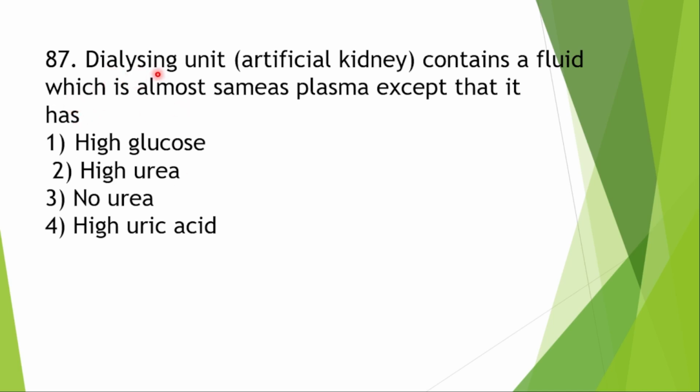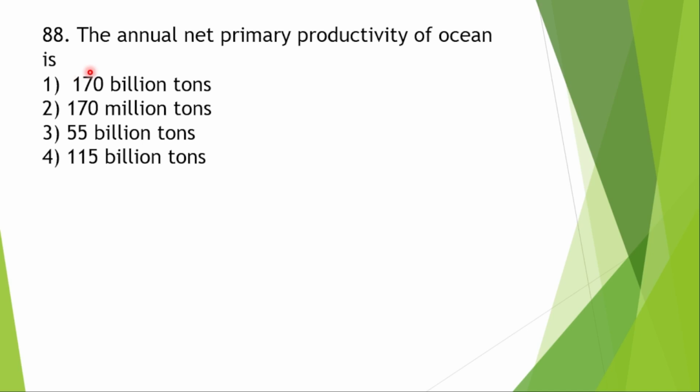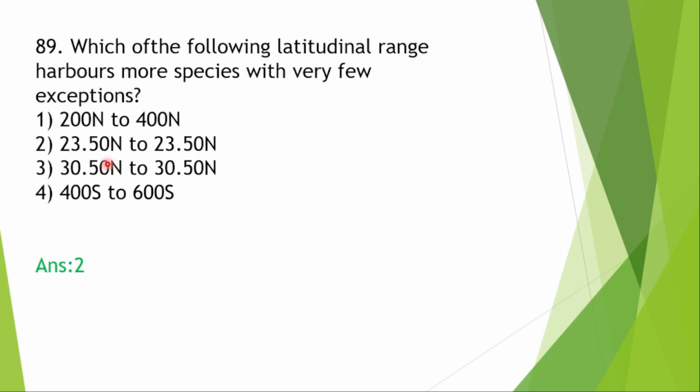87. Dialyzing unit, that is artificial kidney, contains a fluid which is almost the same as plasma except that it has high glucose, high urea, no urea, high uric acid. The right option is option 3, no urea. 88. The annual net primary productivity of ocean is 170 billion tons, 170 million tons, 55 billion tons, 115 billion tons. The right option is option 3, 55 billion tons.